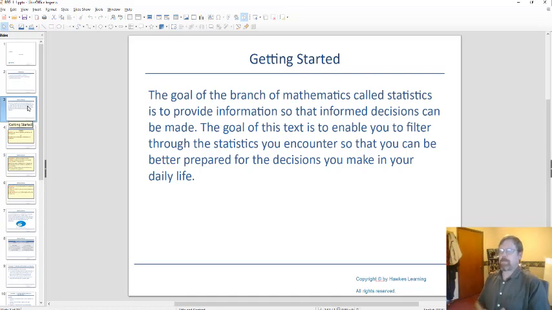So, the goal of statistics is to basically tell you what numbers and claims about things mean in relation to other claims. So, how different is 75% of a group from 76% of a different group?